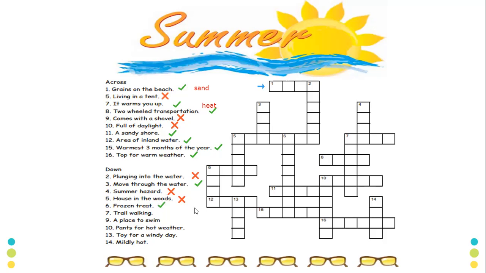Okay, seven. Trail walking. Trail walking. When you walk going to a trail in the mountain, what is that called? When you go on a trail. Hiking. That's correct. Good job. Number nine.